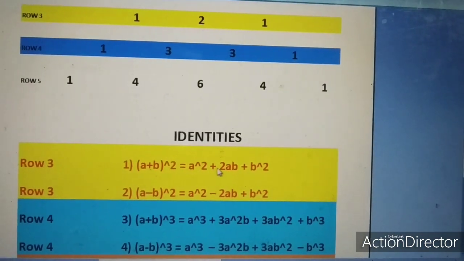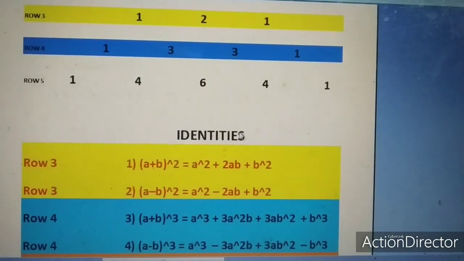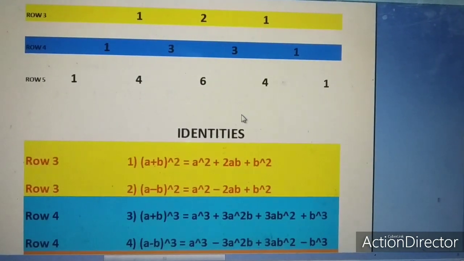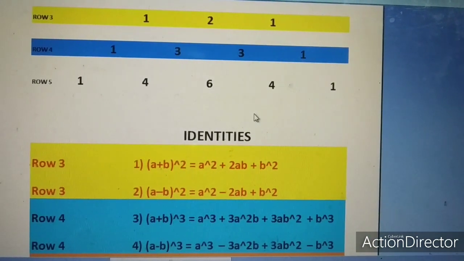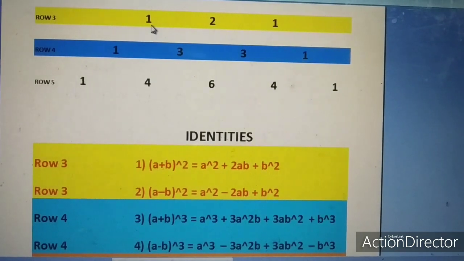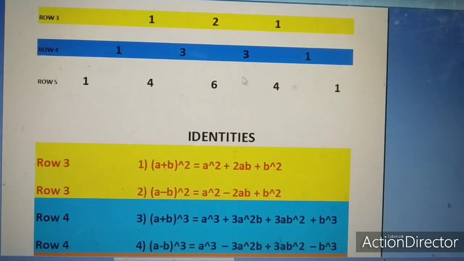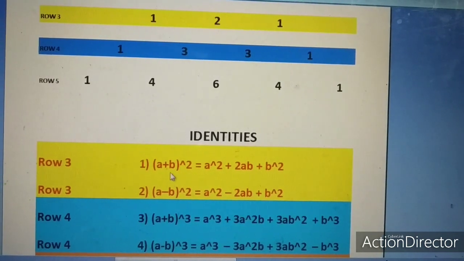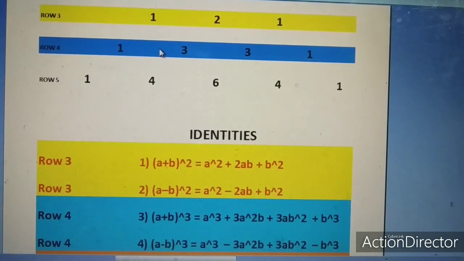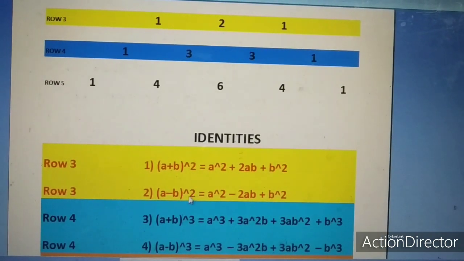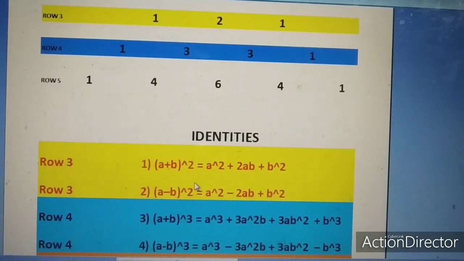Now let me teach you how these triangular numbers, that is the Pascal triangle, are useful in remembering the identities. Now you are going to see in this row, that is row 3, 1, 2, 1 is there. So if you are going to consider these two identities, which are in yellow color, I have given both the colors the same over here. These two identities you learnt in 8th standard.